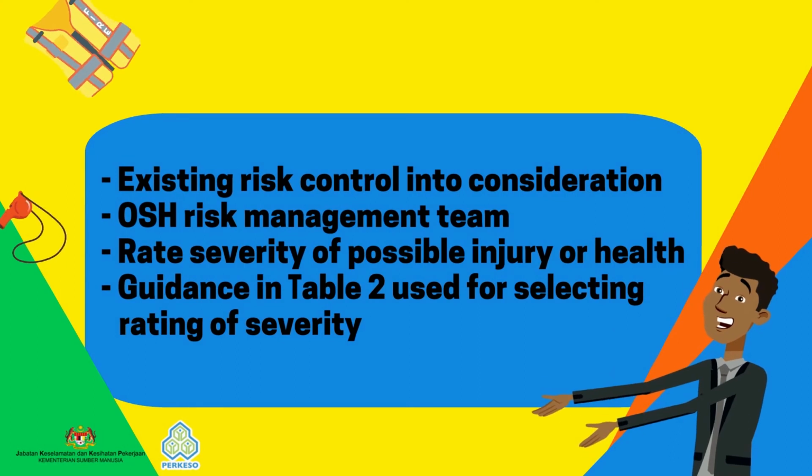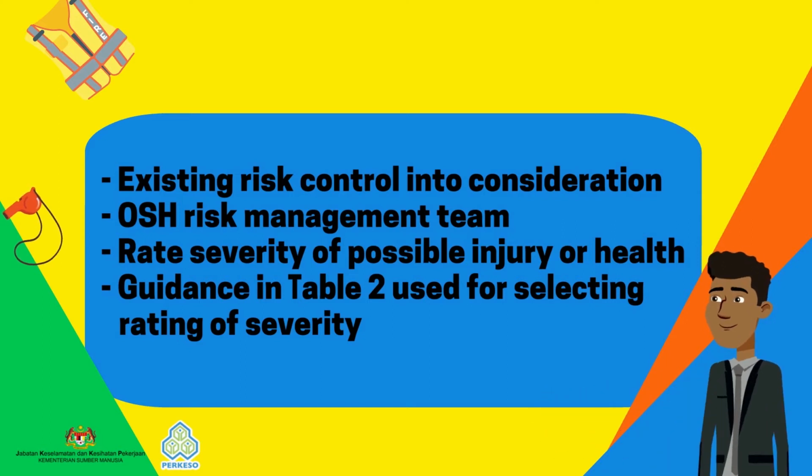Next one is severity of hazard. Taking the existing risk controls into consideration, the OSH risk management team has to rate the severity of the possible injury or ill health. The guidance given in Table 2 should be used when selecting the rating of severity.